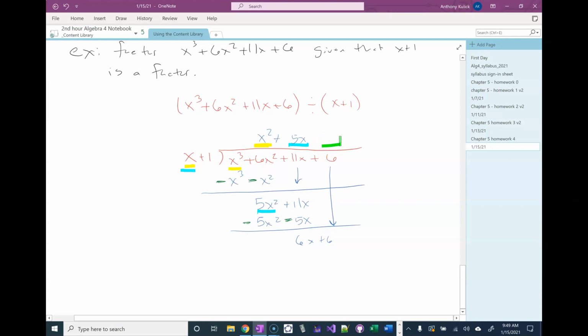And ask ourselves, what times x gives us 6x? Well, that's easy. That's just got to be 6. And distribute through. Write it underneath, subtract down, distribute our negative. And we're left with remainder 0.